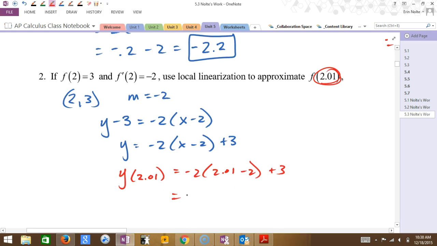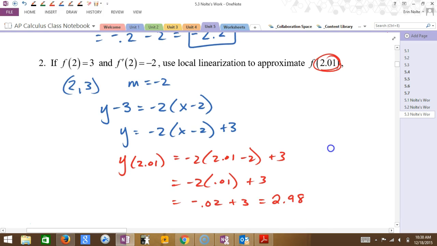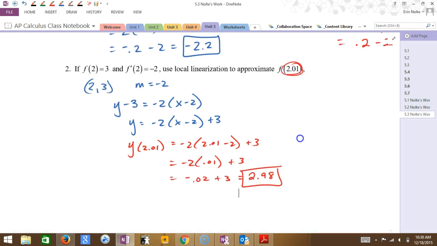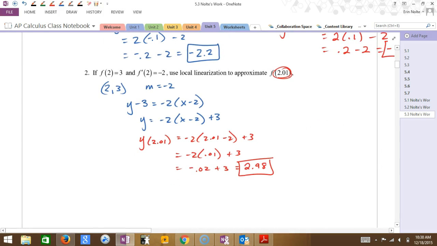So again, without a calculator, that's the whole point of this, figuring these values out without a calculator. What's 2.01 minus 2? 0.01, and then what's 0.01 times negative 2? Negative 0.02, and what's negative 0.02 plus 3? 2.98, right? Hopefully we can do that without a calculator. Okay, so that's it. Wow. Not too bad, right?